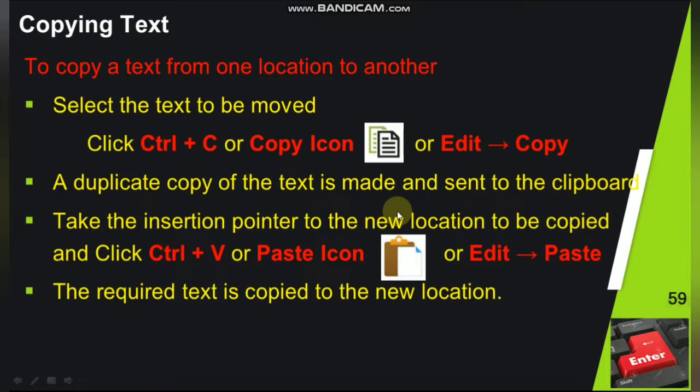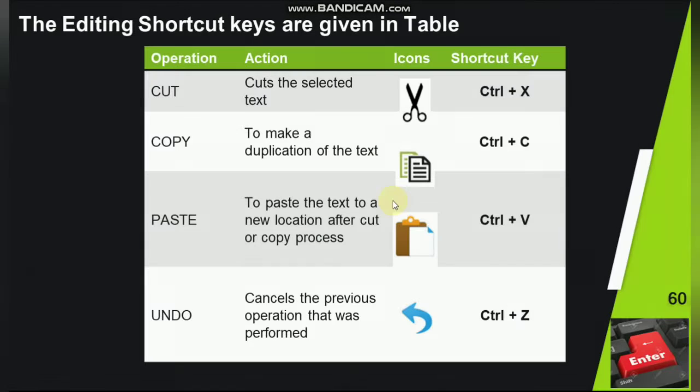So this is how to copy, how to cut, and how to move your text. This is a small tabular column to recap. For cut, it cuts the selected text, and this is the icon, and this is the shortcut key. For copy, it duplicates the text, and this is the copy icon. Ctrl plus C is the shortcut key. For paste, this is the icon, and this one is the shortcut key.